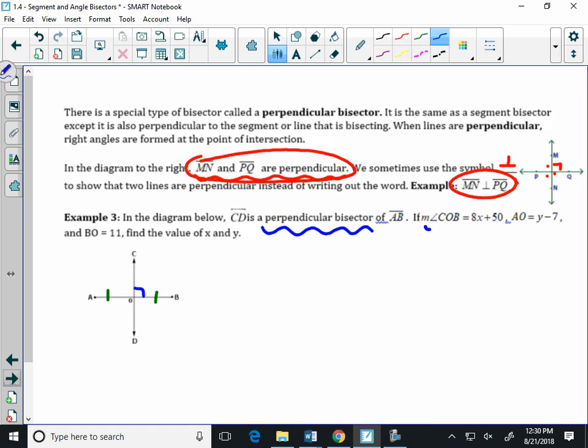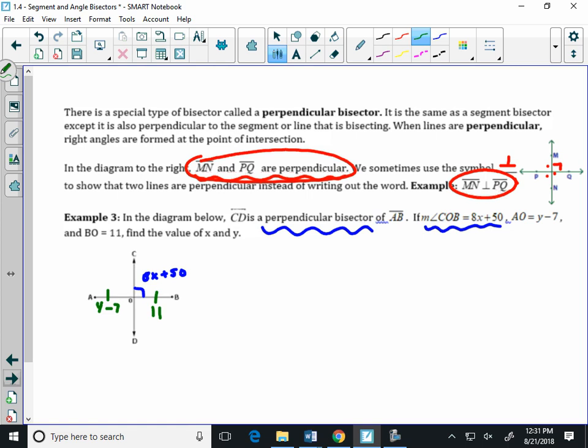It's saying the measure of angle COB is equal to 8x plus 50, so I fill that in. It's saying AO is y minus 7, so I fill that in right here. And then BO is 11. So that's my diagram and my info. Which one do we want to find first, x or y? Doesn't matter. X, let's find x first.